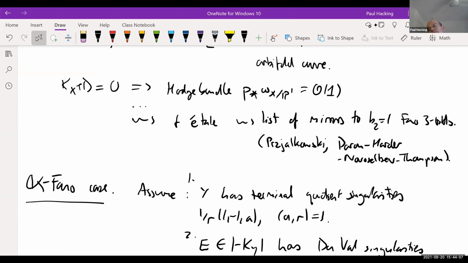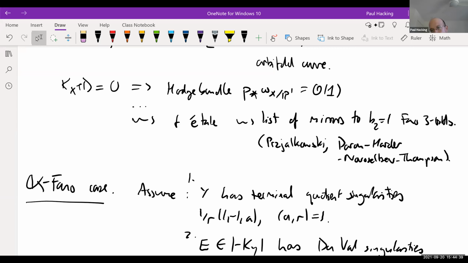And these mirrors were already written down by Victor Przyjalkowski. And I think this connection with the lattice polarized K3s is contained in the work of Doran, Harder, Novoseltsev, and Alan Thompson. Okay, so this is a very satisfying description of the classification of Fano threefolds of rank 1 in the smooth case.